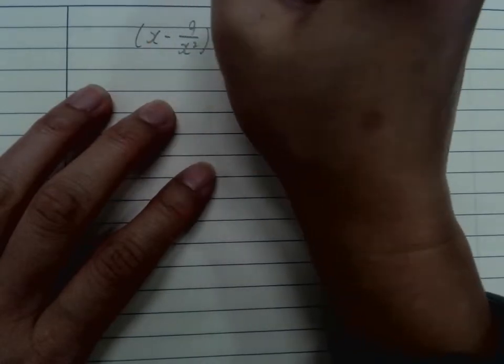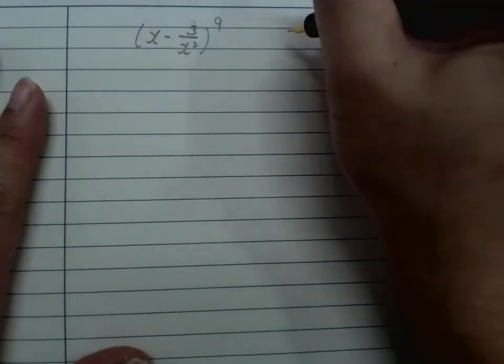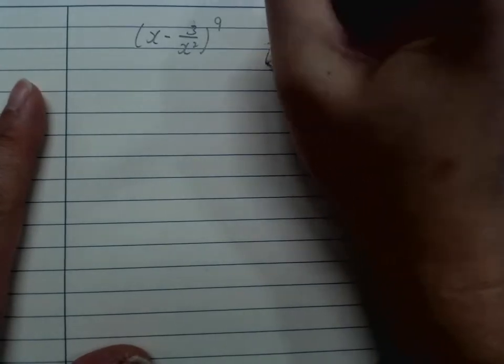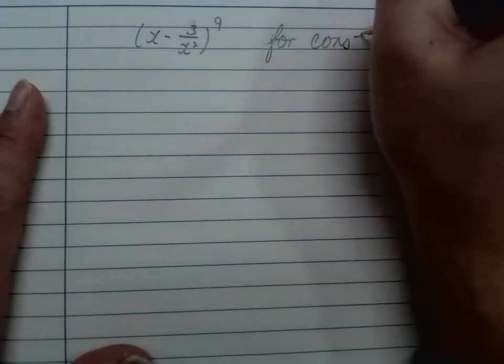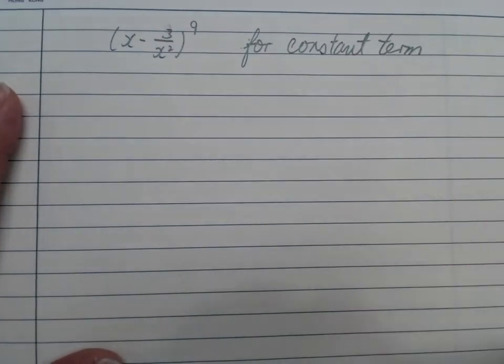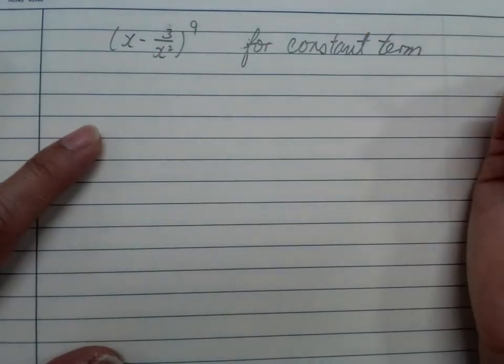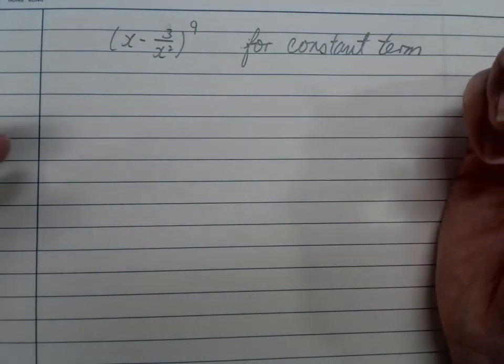Sometimes they will ask you to find a constant term, which is a bit tricky here. So now we have another one. Find (x - 3/x²) to the power 9, and I want a constant term. To do that, we do the same thing. We look at the unknowns to find out where the constant term is. The constant term is the term with no x.